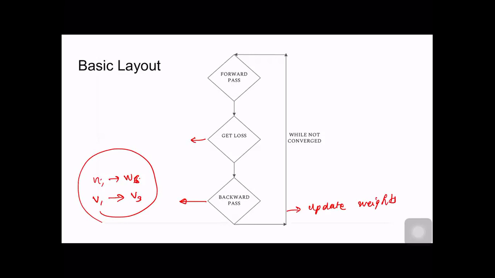Then while we haven't converged, and by converged here we mean that while our loss is still high or still big, we keep repeating this process over and over again. We notice that our loss keeps decreasing, and after some time, the changes are very small. That's when you declare that, okay, we feel like we have converged to a good loss value, and that's when you stop. So this is basically how a neural net works.